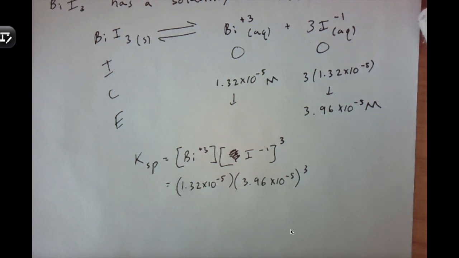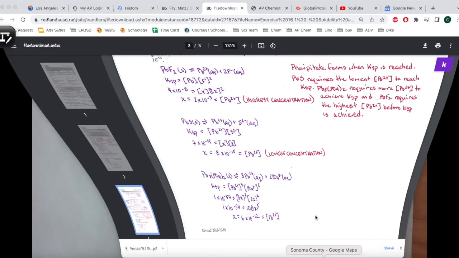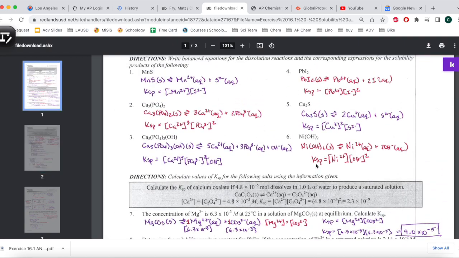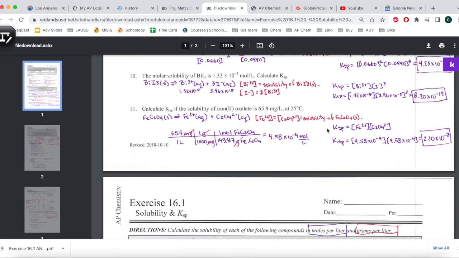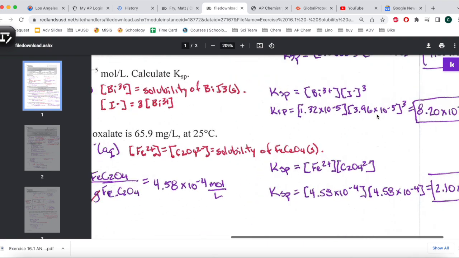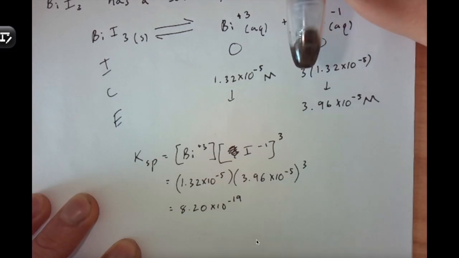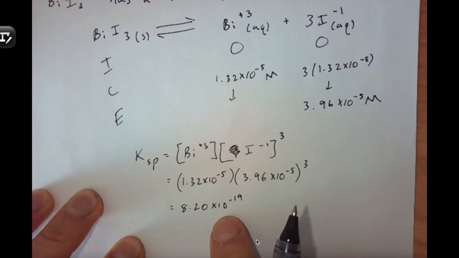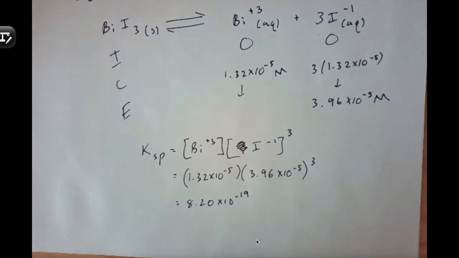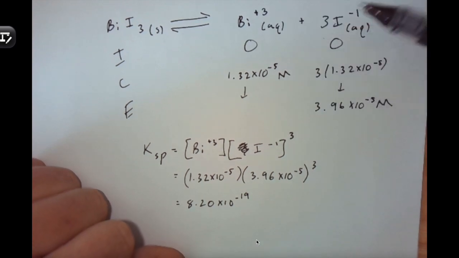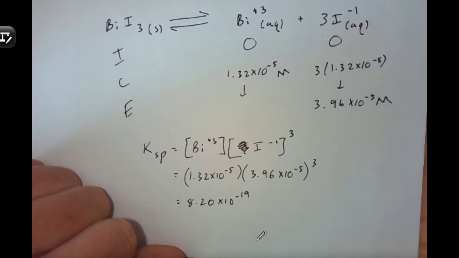You should all be practicing your calculations. So if I go check the answer key for number 10, you can see here that they did the same math as me. You should get 8.20 times 10 to the negative 19, oops, is my Ksp. That is my Ksp right there. Great. So this ICE table helped me organize my thoughts, and that's why it's super useful for us to keep using that ICE table.